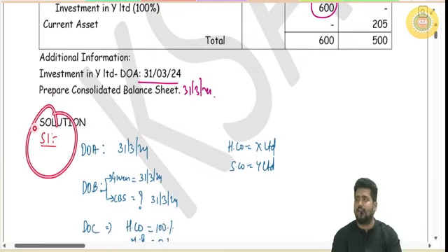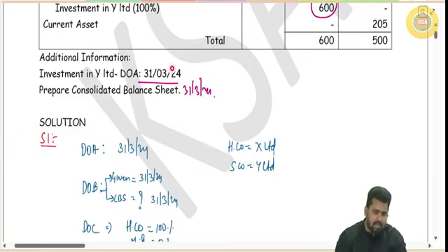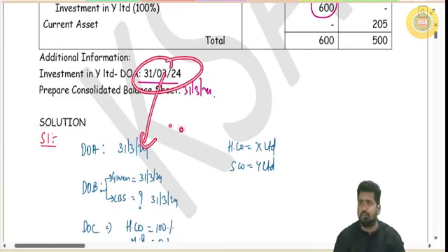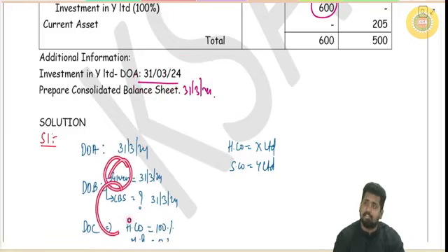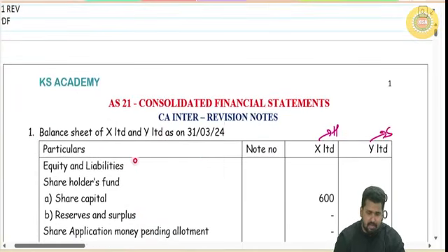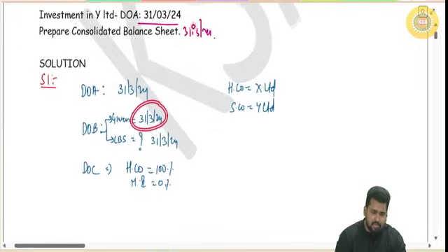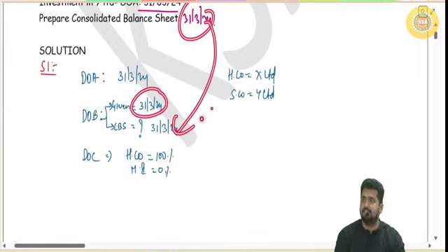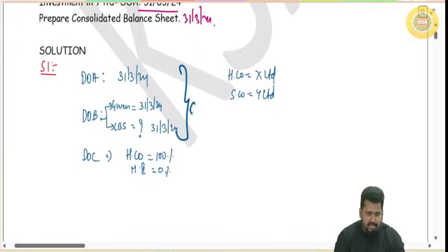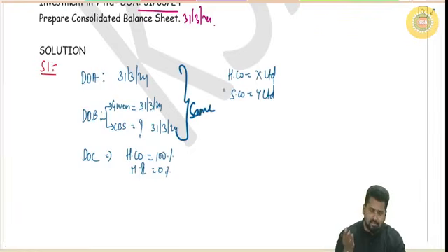Step number 1: DOA, DOB, DOC. DOA means date of acquisition, 31st March 2024. DOB, what I said is given also, you write. When they're asking for consolidation, what is the date of the balance sheet given in the question? 31st March 2024. What is the consolidation date they are asking? 31st March 2024. Dates are same or different? Same dates. When same dates are there, nothing to worry. If different also, nothing to worry. I'll tell you.